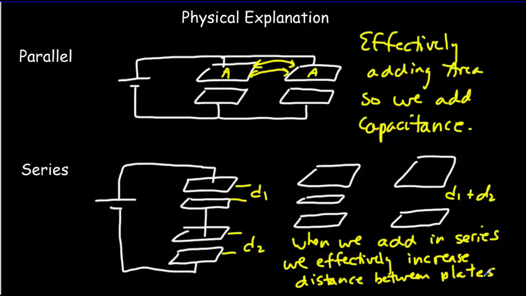And then because capacitance varies inversely with distance, we get that reciprocal relationship where when you add more and more capacitors in series, you get a smaller and smaller capacitance.